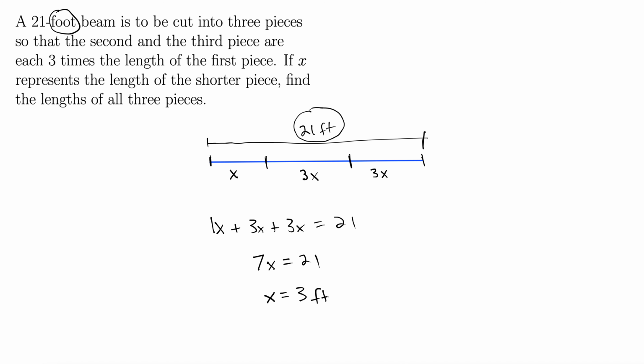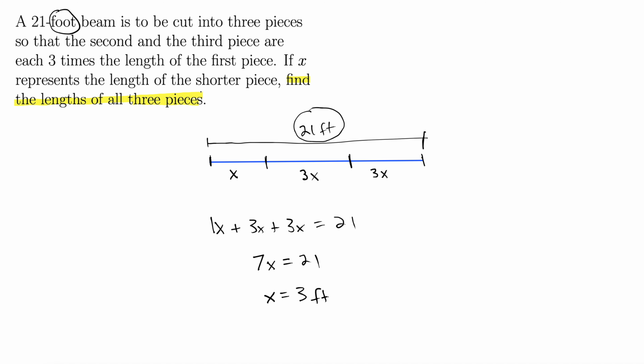The last step in a word problem is you want to make sure you've actually answered the question. We solved for x, but have we answered what they wanted here? It says find the lengths of all 3 pieces, right? Find the lengths of all 3 pieces. I've only found the length of 1.